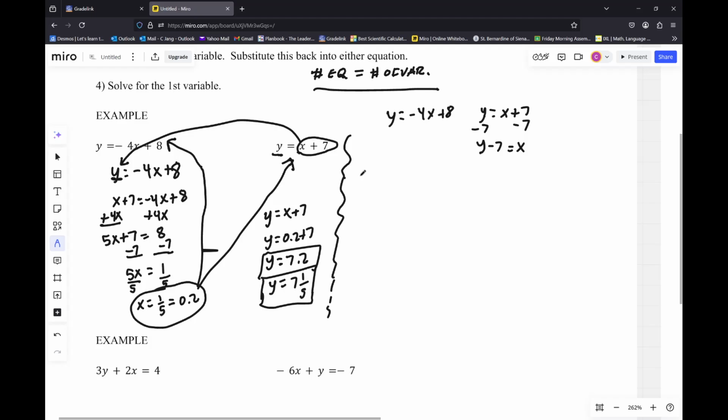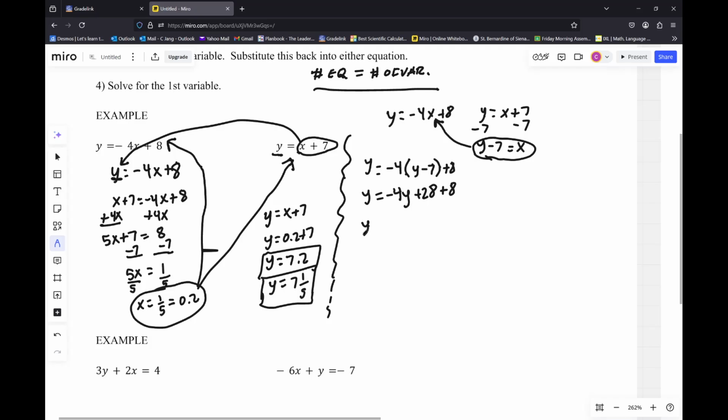So now I have a value of x. I can take this value and plug it into here, right there. Okay? So I get y equals negative 4 times the quantity. Instead of x, we're going to put y minus 7. Everywhere I see x, I'm going to put y minus 7, plus 8. And if I work this out, I get y is equal to negative 4y plus 28 plus 8.